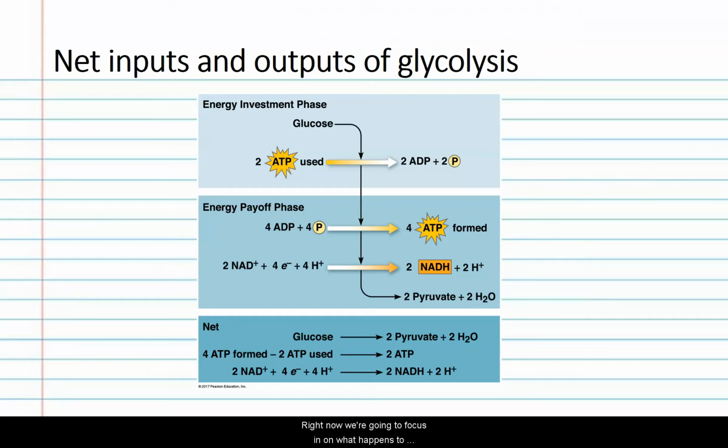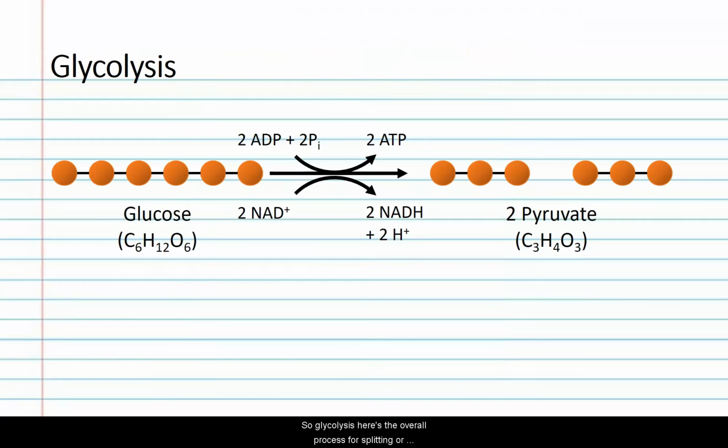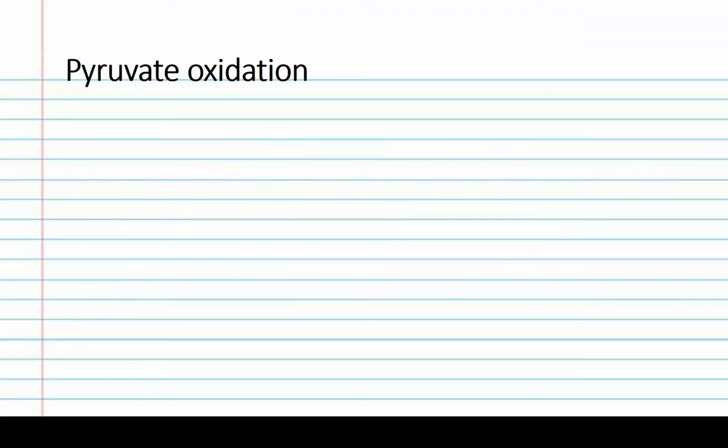All right, now we're going to focus in on what happens to the pyruvate next. So glycolysis, here's the overall process. We're splitting our sugar, right? And we're getting those 2 pyruvate. So the pyruvate is then going to be oxidized further. This pyruvate oxidation step is also sometimes called the intermediate step. This is going to happen in the mitochondria of the cell.